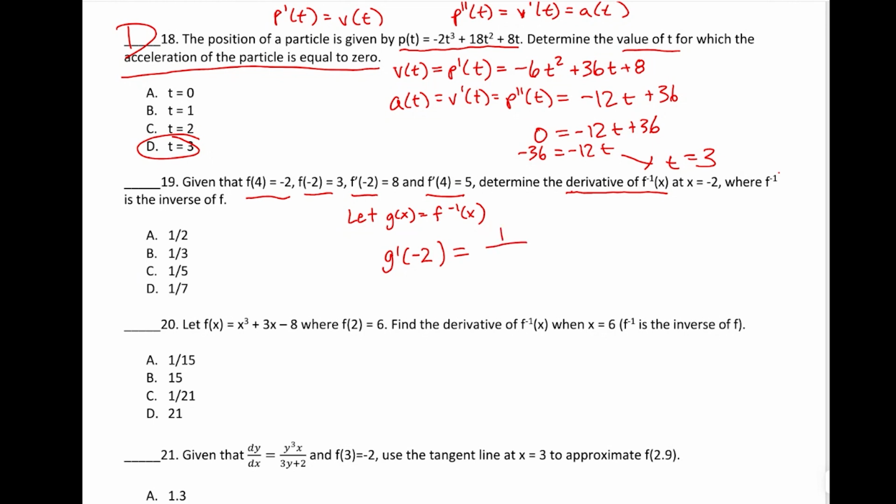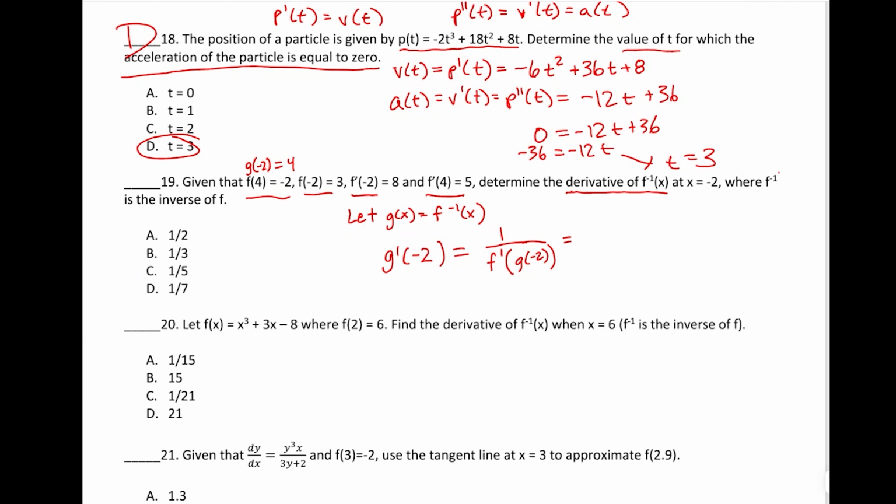So this is going to be 1 over the derivative of f at g of negative 2. Okay, so this is really what we're trying to evaluate here. So a couple little points here. Since g is the inverse of f, that means that when we have a point (4, negative 2) on f, we're guaranteed a point g of negative 2 equals 4. So (negative 2, 4) would be on the inverse.